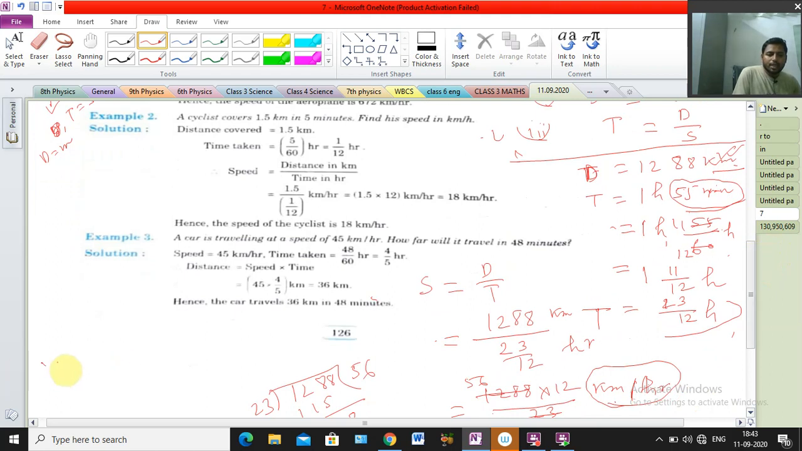So therefore the required speed is 672 kilometer per hour.